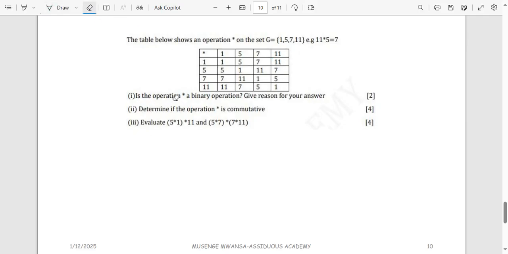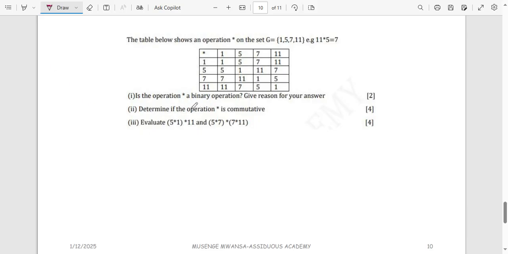And now the question is: is the operation star a binary operation? Give reason for your answer. You can see these are the results. All these elements that you can see here are the results after performing the operation star on the set G. You can see you have got 1, 5, 7, 11. All the elements here are part of the set G, which is 1, 5, 7, 11. So you are going to say, yes, the operation star is a binary operation on the set G, because all the results after performing the operation star on the set G are part of the set G. Does that make sense?